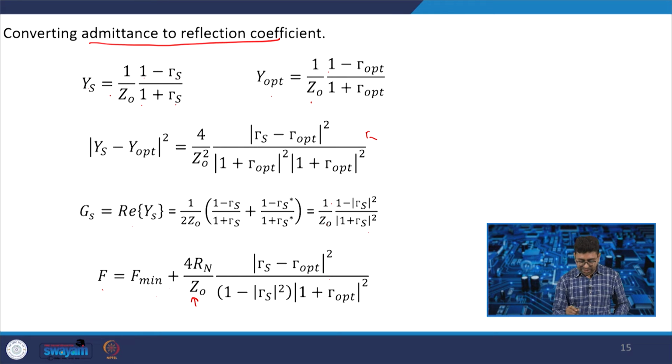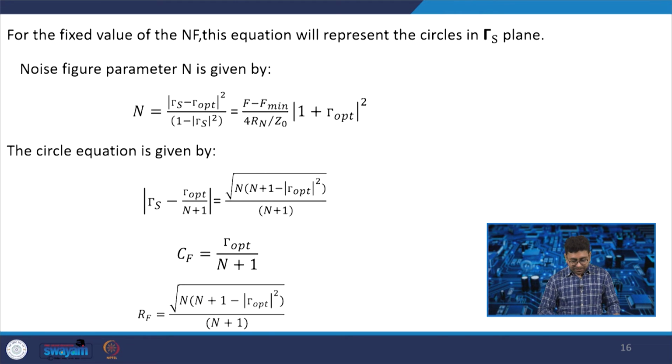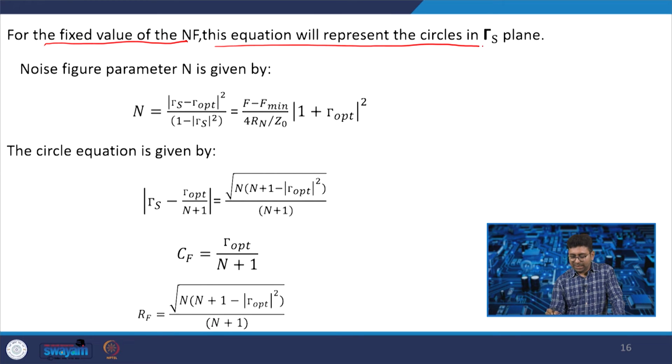So, we have replaced Ys by Ys and Y opt, meaning in terms of the admittance it is now an impedance, Z naught, that is the characteristic impedance, gamma s minus gamma opt whole square, 1 minus gamma s square, 1 plus gamma opt whole square. Now, if we try to get the fixed value of noise figure, so if you want to design a low noise amplifier for a fixed value of noise figure, this equation will be represented as circles in the gamma s plane.